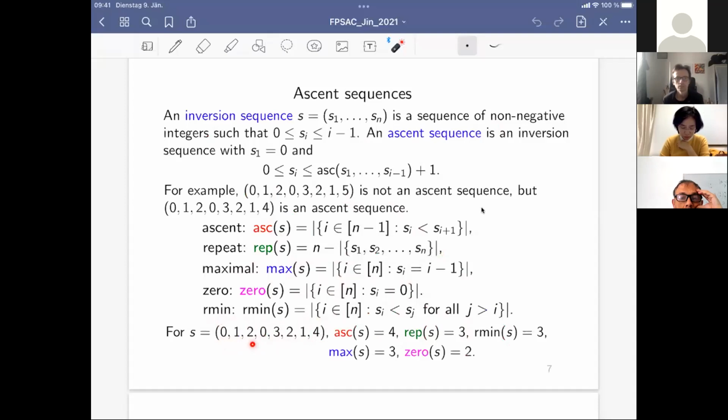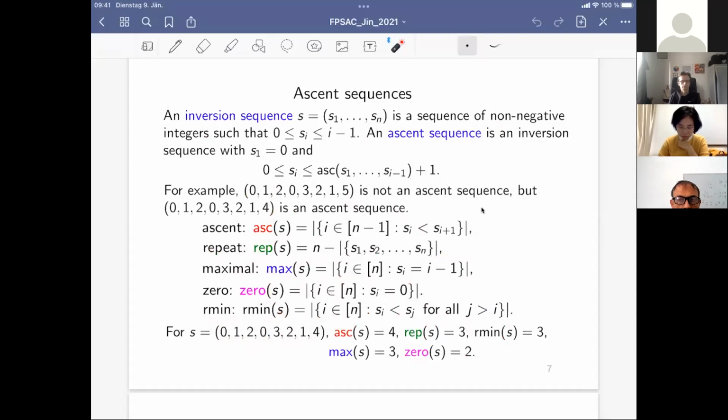Because the first 3 entries are maximal entries. 0, there are 2 zeros. In fact, among these 5 statistics, the most difficult one to count is rep, because whether an element is a repeated entry or not depends on the entire sequence.